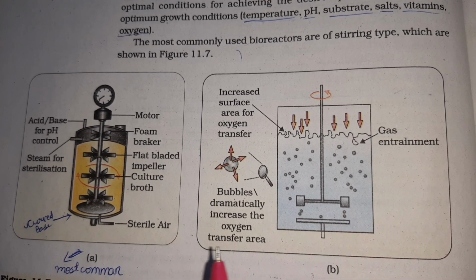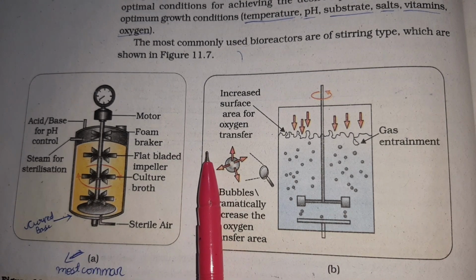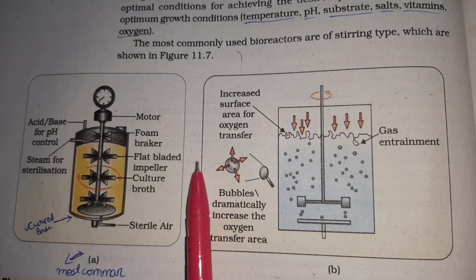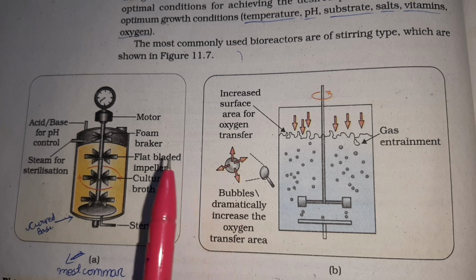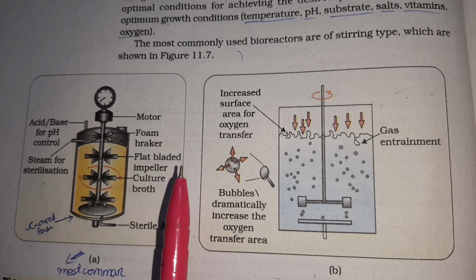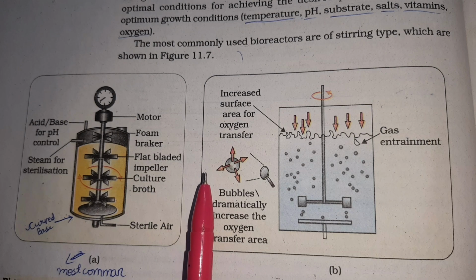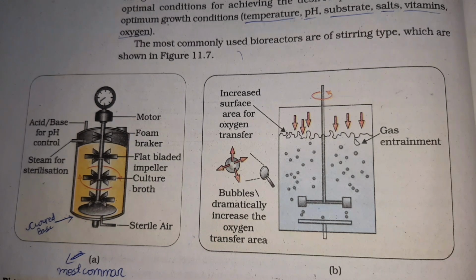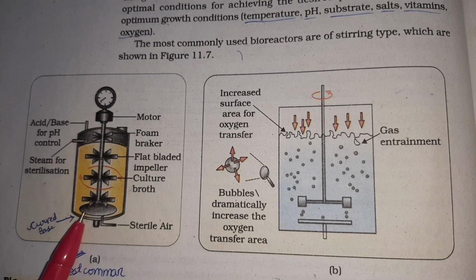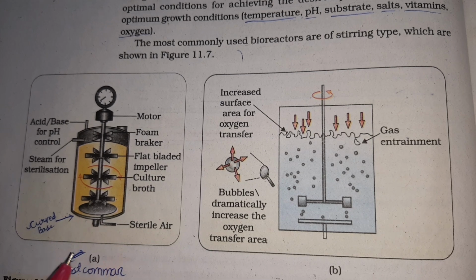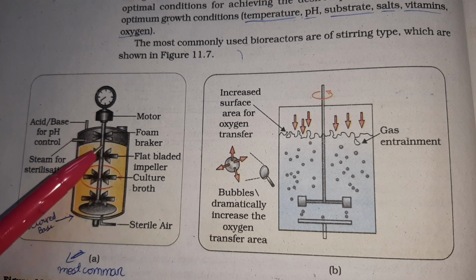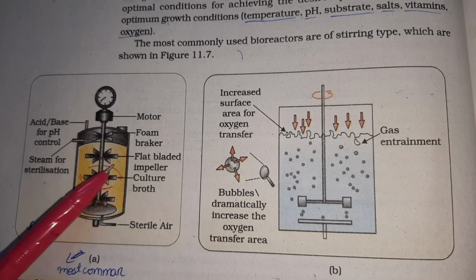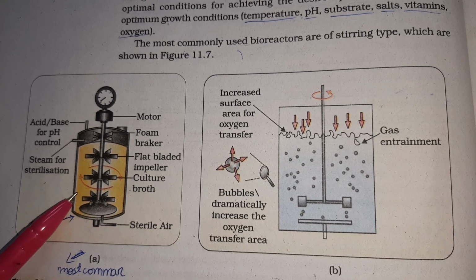Now, what are the conditions? These bioreactors help to maintain the optimal conditions for achieving the desired products. They make optimum growth conditions. They check the temperature, the pH, substrate, salts, vitamins, and oxygen of all their surroundings in order to get the desired products. This stirred tank bioreactor is special because it is usually cylindrical and it has a curved base to facilitate the mixing of the reactor contents. And the stirrer helps in stirring and continuous availability of oxygen throughout the process.